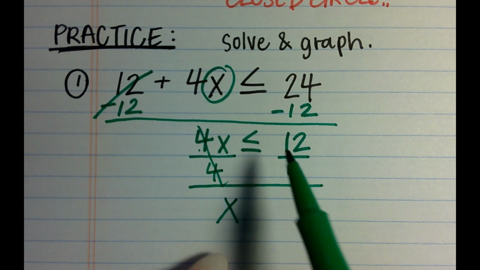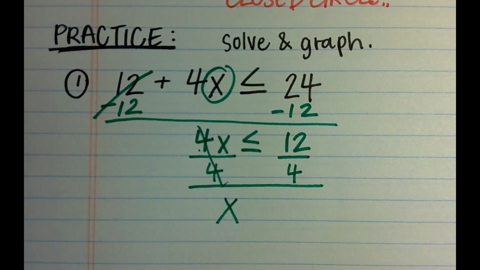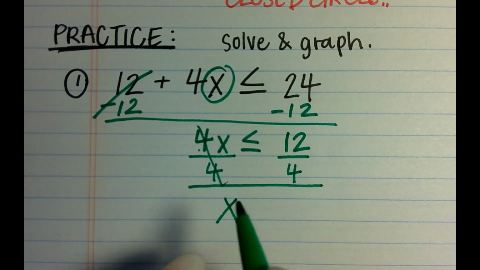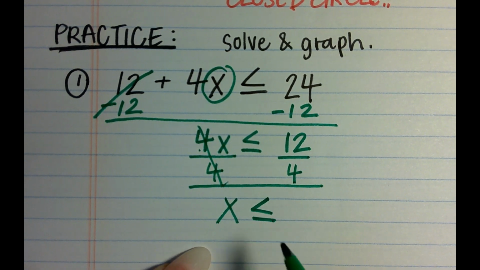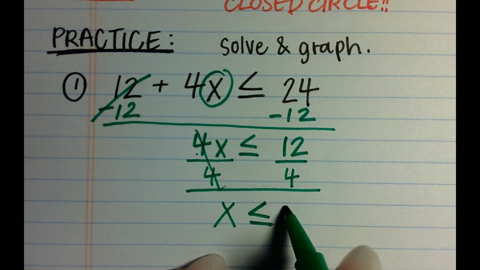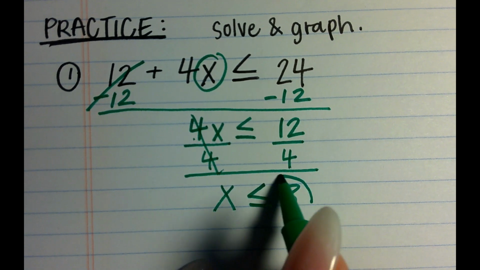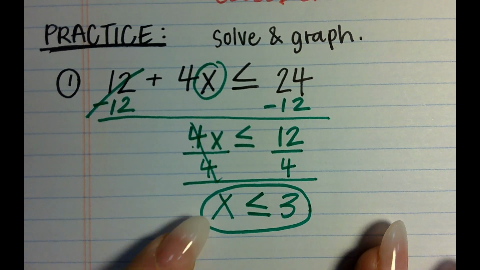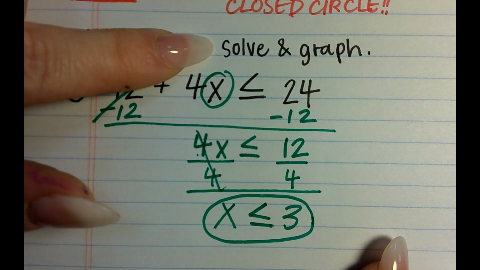You know what's funny is every single time I teach inequalities, everyone at some point starts calling this the less than or greater than symbol. And it's like, that's not what it is, but it's just funny that everyone makes the same mistake every single time. So x is less than or equal to 3. Good. Okay, so now we have solved.